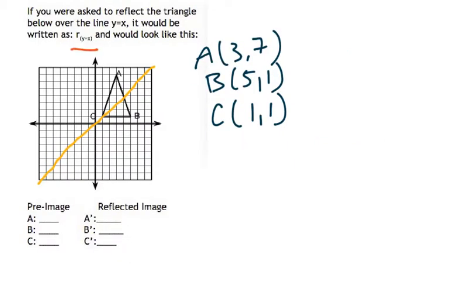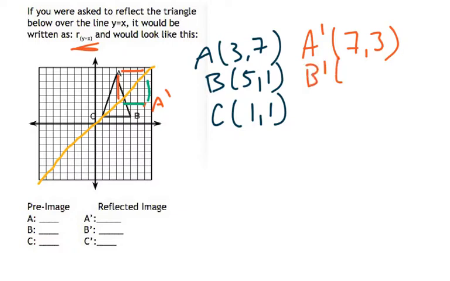So now we're going to reflect over the line y equals x. And how we do this is we switch our x and y values. So A prime, instead of being to the right 3 and up 7, it's going to be to the right 7 and up 3. So there's our new A prime. If you look, it's 4 from the line this way, and it's 4 from the line that way. So it's the same distance away from the line as the original point.